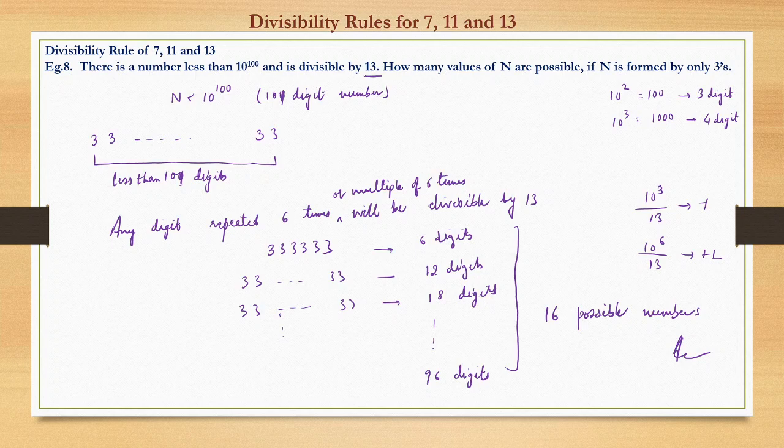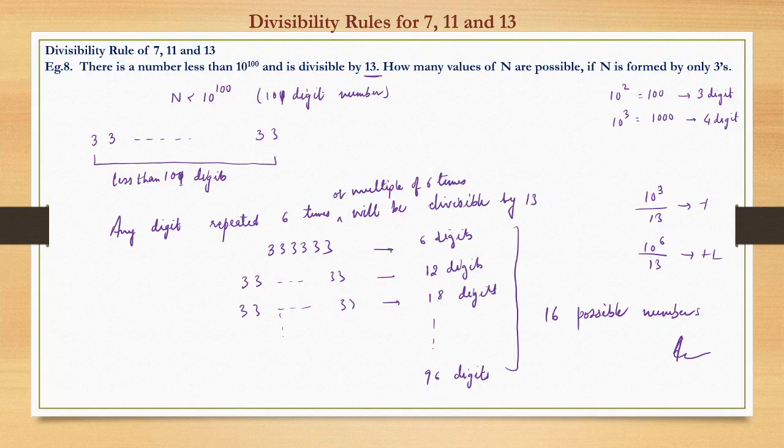Because we know that any digit repeated 6 times or a multiple of 6 times will be divisible by 13. So what are the possible cases? 6, 12, 18, so on till 96. So that is it. So here we end this basic part. In the next part, we will see some moderate and miscellaneous cases of divisibility.